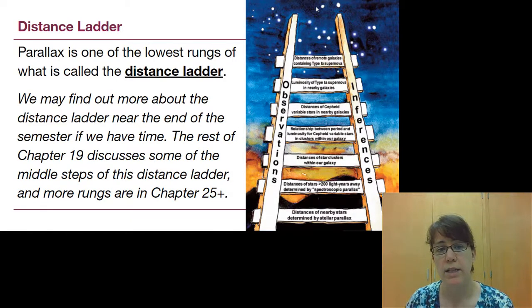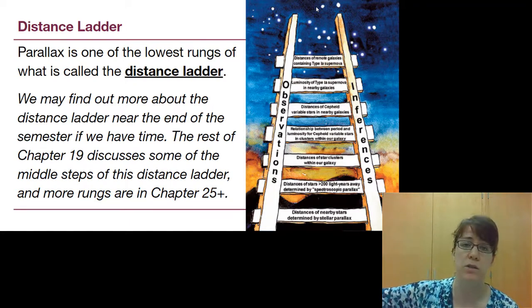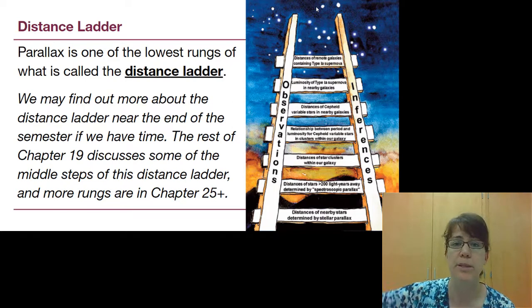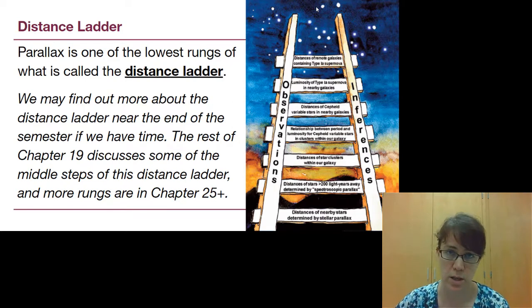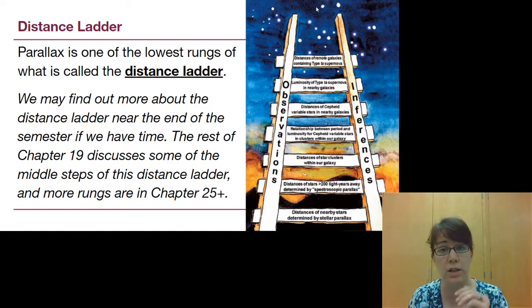Now, parallax is the lowest rung of what's called the distance ladder. This image here I really like because it's showing us, in the way that we try to use the word distance ladder, that if we want to get to the top of that ladder and be able to make measurements to distant galaxies way, way off at the limits of what we're able to actually see with telescopes, we still have to climb the various rungs between the bottom and the top.